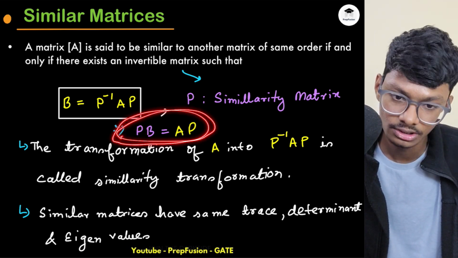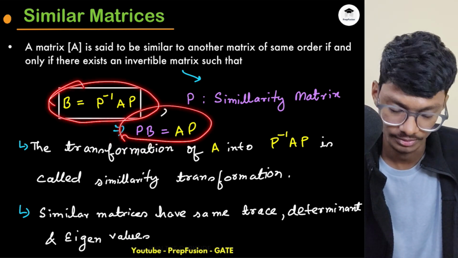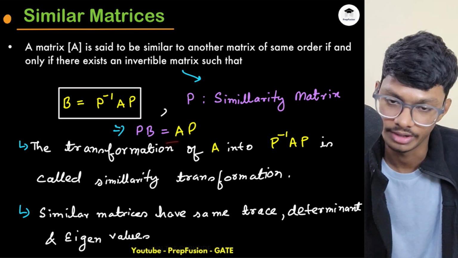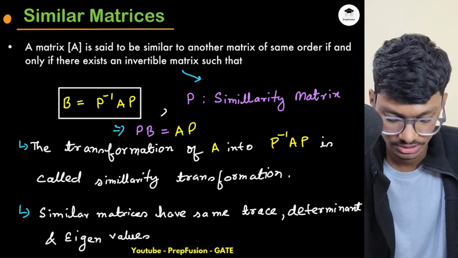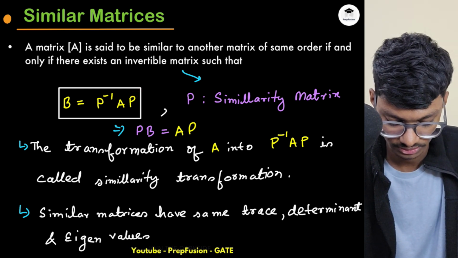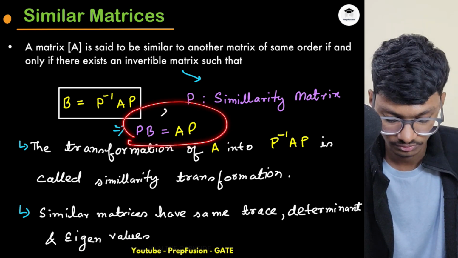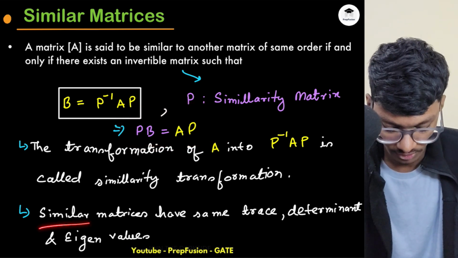So this is basically my similarity transformation. If you can't remember the first form, you can remember this one also: PB equals AP, and P will obviously change its side. This is also how you can remember it. Okay, now let's read the next point.